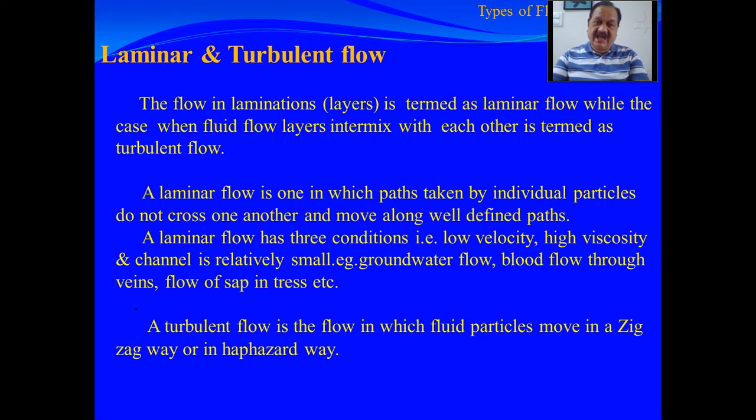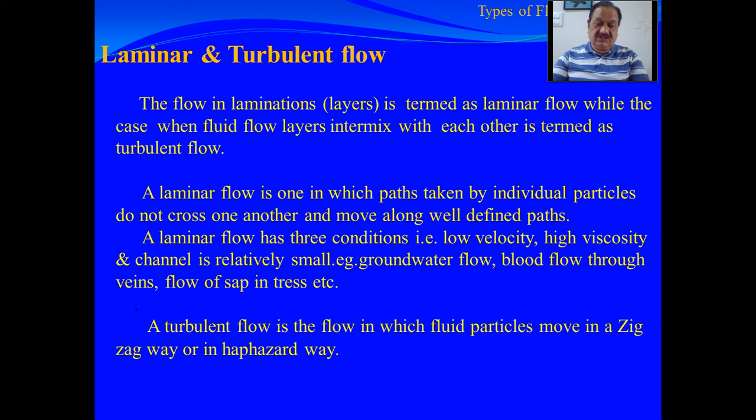Definitely it has a low velocity, with high viscosity. The fluid is of high viscosity, and the channel in which it flows is relatively small. For example, groundwater flow. Then you can take blood flow through the veins, or you can take the flow of sap in the trees, the arteries of trees.